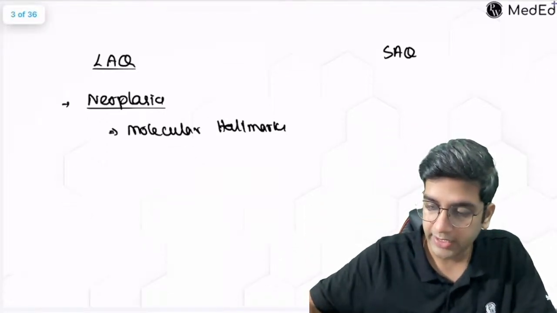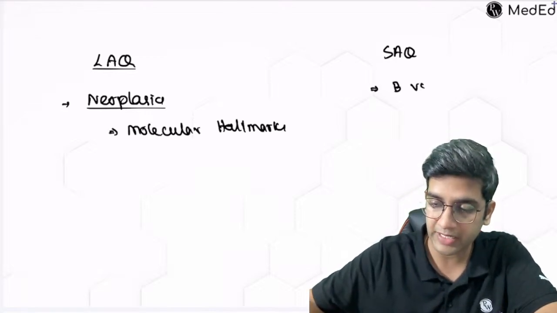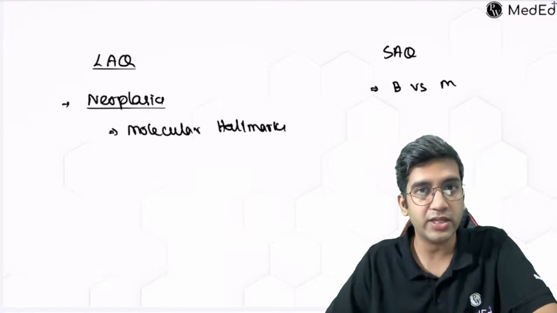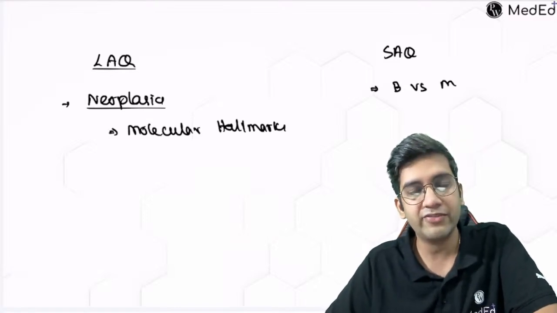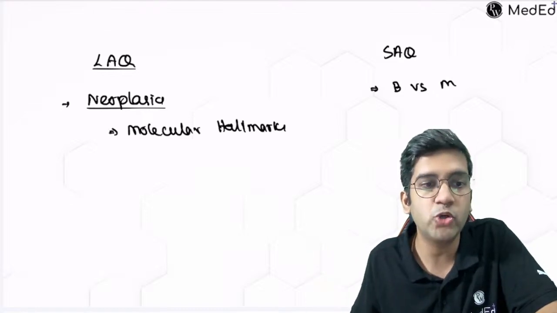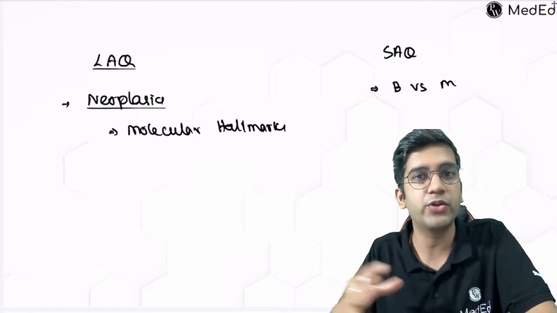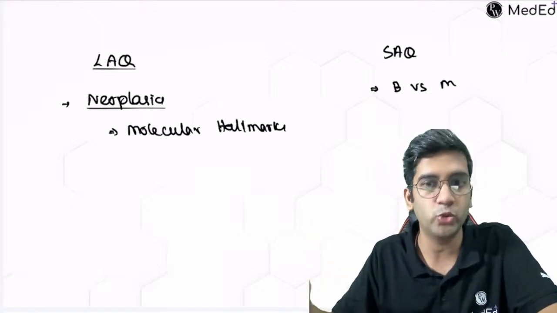Second possibility, in a short answer question, you have the difference between benign versus malignant. That's definitely a possible short answer. If not in a short answer, you might definitely get it in a viva, because they might have a specimen of leiomyoma, uterine fibroid, and ask you how you say it is benign. What are the pointers to differentiate benign from malignancy? You have to know about it, right?